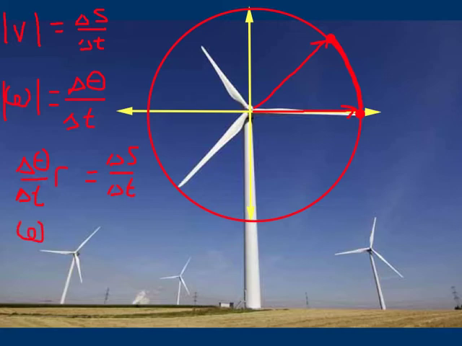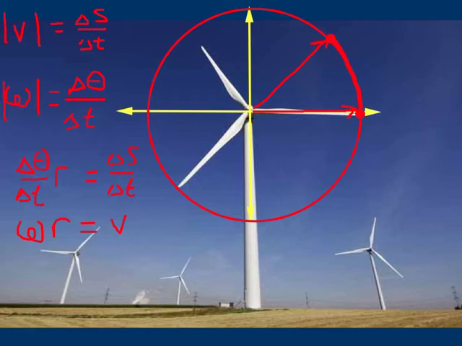So this means that omega times r equals the speed. So the rotational speed, or angular speed, times the radius equals the linear speed.